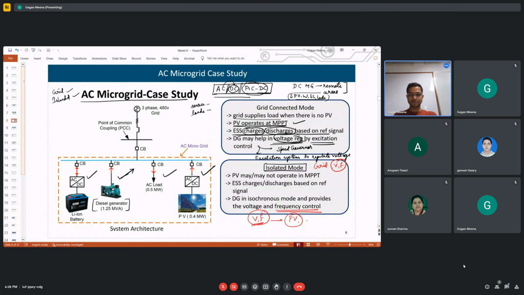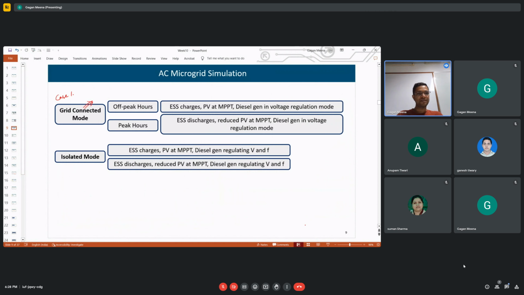So same thing here again. The voltage in grid connected mode in off-peak hours. So these were the different cases which were discussed in the simulation study. So in grid connected mode there were four cases, and in isolated mode there were three cases. So I have just classified them.